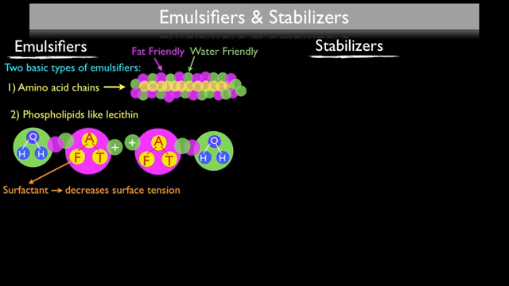Now these little doodles are for just visualization purposes only. It's not really what an amino acid chain looks like or a lecithin looks like, but they're here just to basically illustrate how amino acids, phospholipids, and surfactants work as emulsifiers.